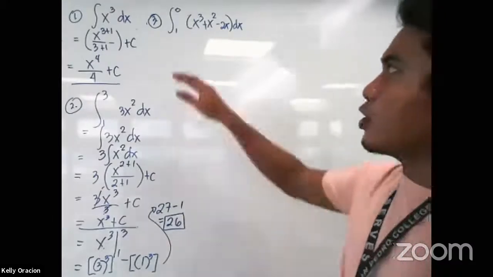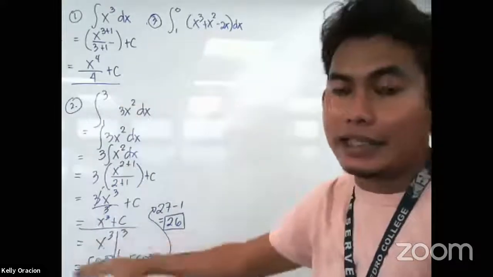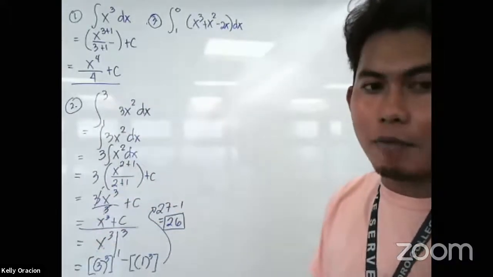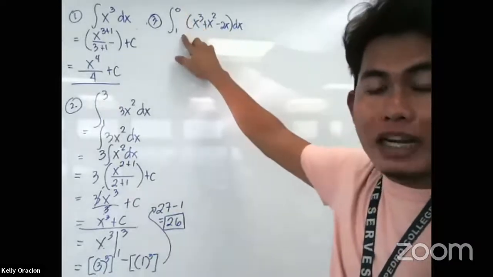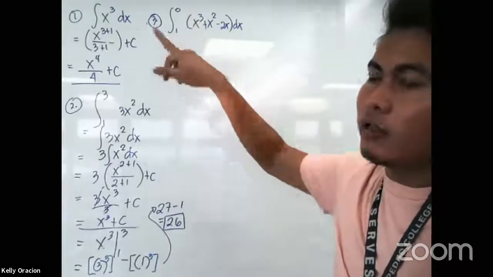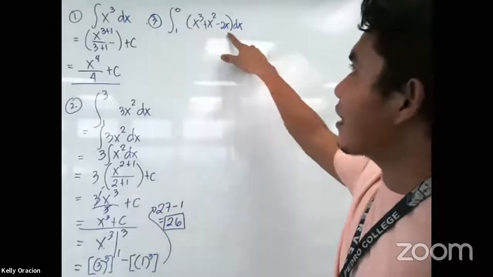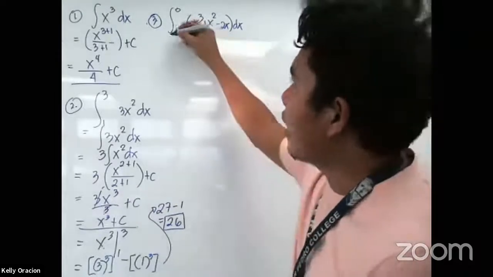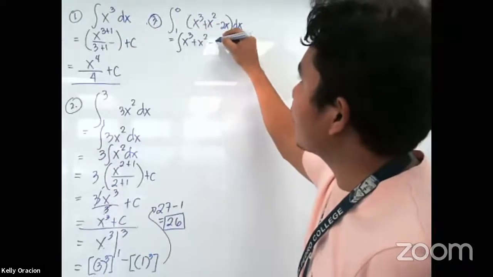Okay, now let's solve example number 3. So the process dito sa number 3, the same lang sa number 2. So the upper limit is 0, the lower limit is 1. Diba? So the same process, the first step, we are going to get the antiderivative of this one first.